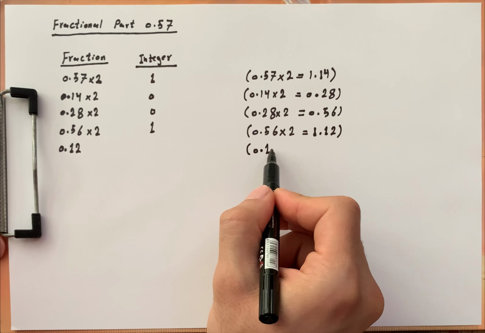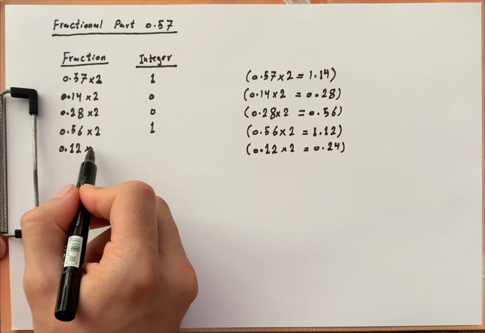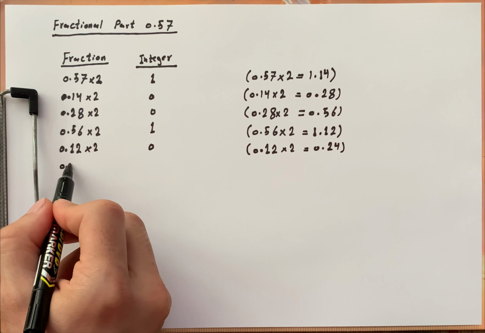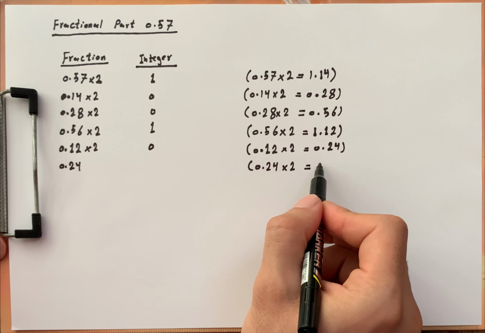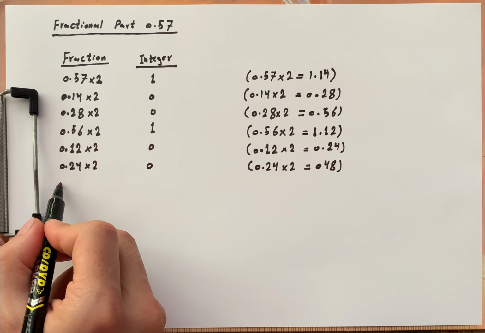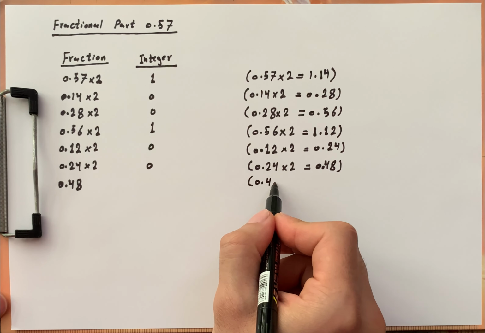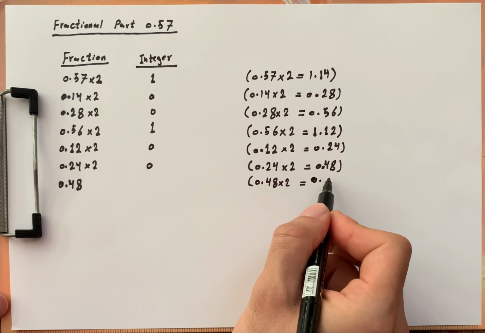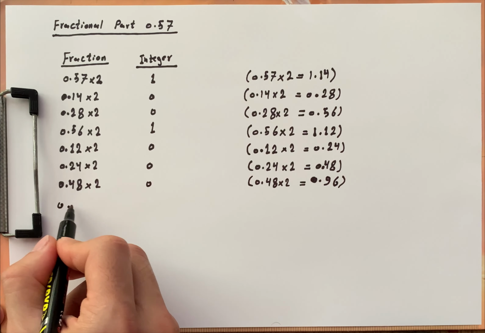Multiply the number 0.12 by the base 2 equal to 0.24. So the integer part is 0 and the fractional part is 0.24. Multiply the number 0.24 by the base 2 equal to 0.48. So the integer part is 0 and the fractional part is 0.48. Multiply the number 0.48 by the base 2 equal to 0.96. So the integer part is 0 and the fractional part is 0.96.